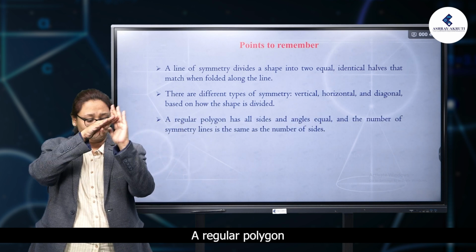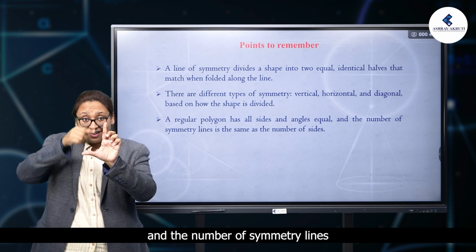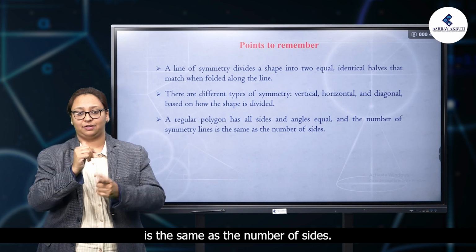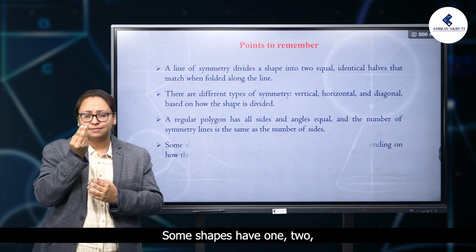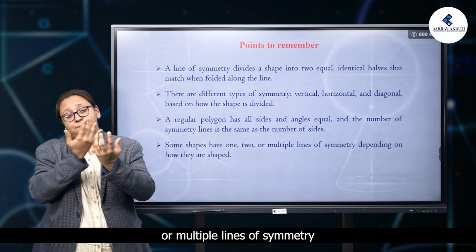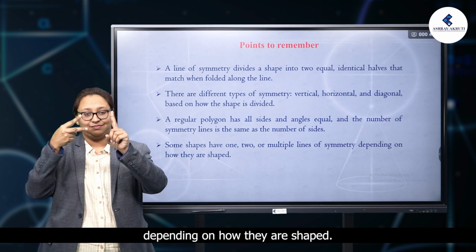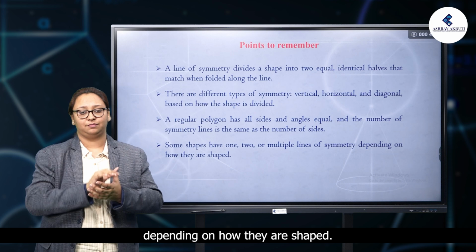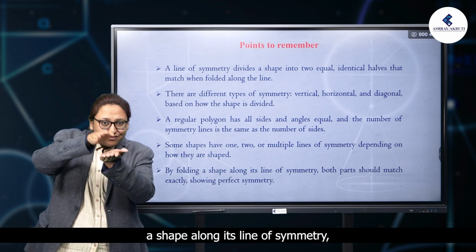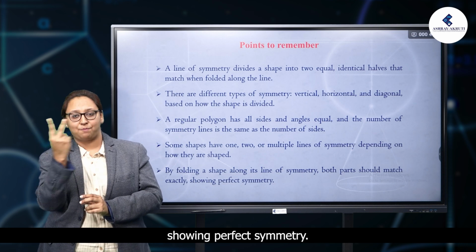A regular polygon has all sides and angles equal, and the number of symmetry lines is the same as the number of sides. Some shapes have 1, 2, or multiple lines of symmetry depending on how they are shaped. By folding a shape along its line of symmetry, both parts should match exactly, showing perfect symmetry.